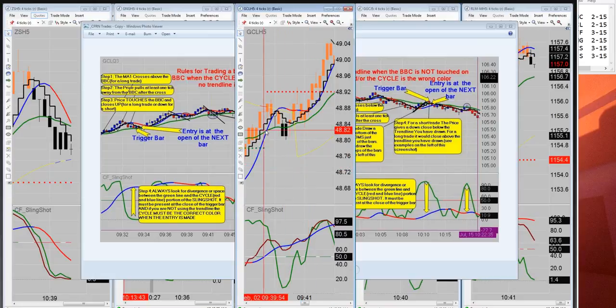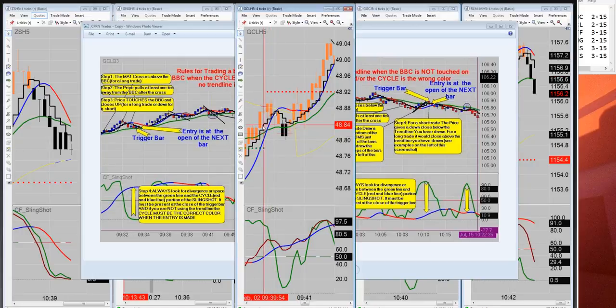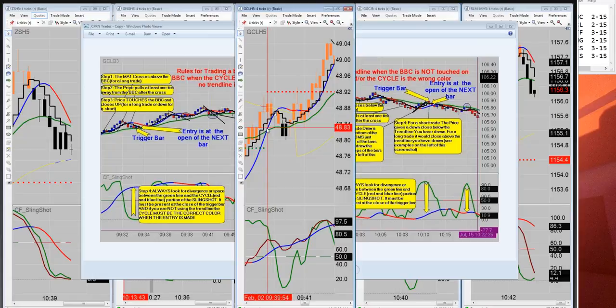Alright. So step 1 is the MA1 crosses the BBC. Right here. That's a bullish cross of the BBC. That means we're going to start looking for long trades. When that crosses up over the BBC, we start looking for long trades. All right, that's step 1.